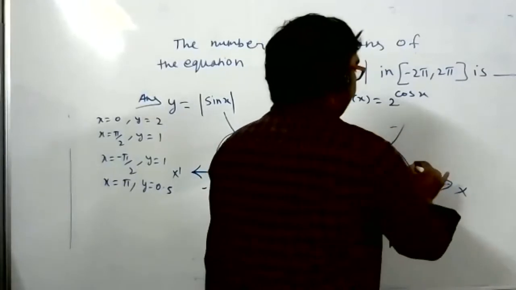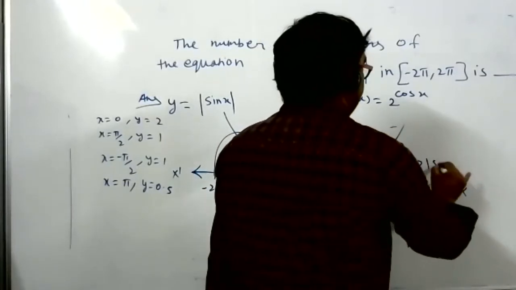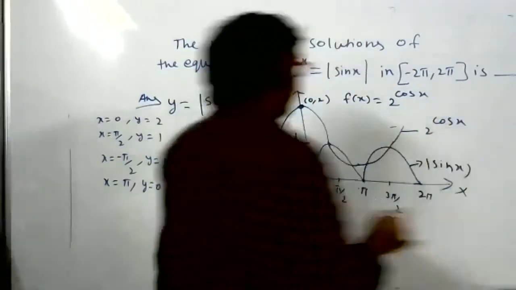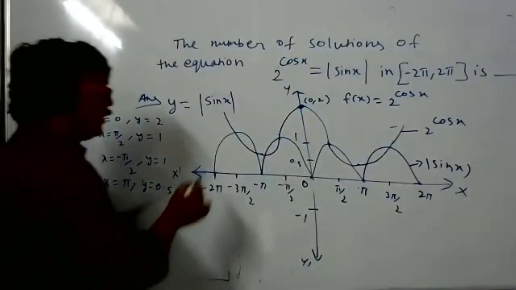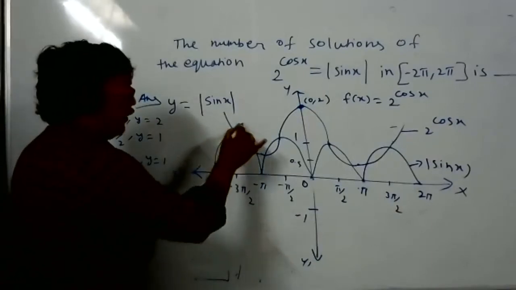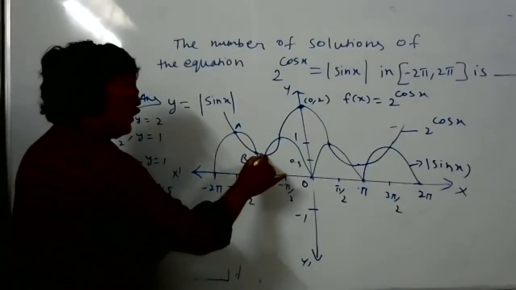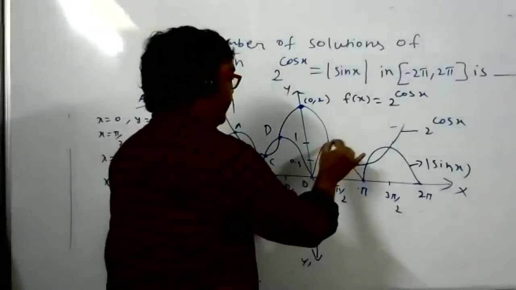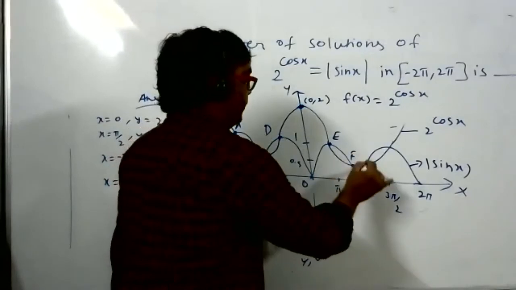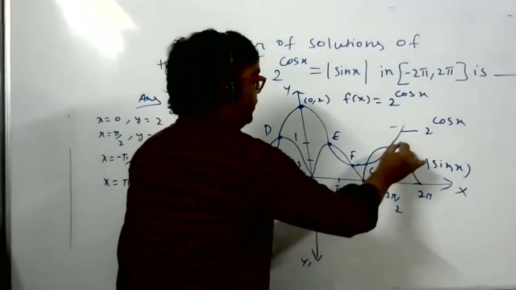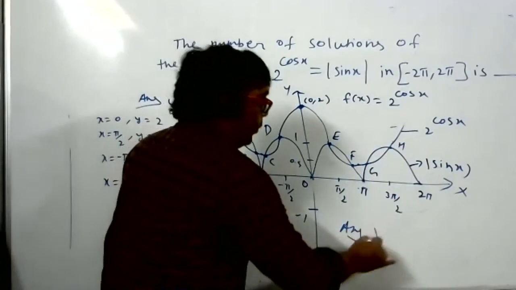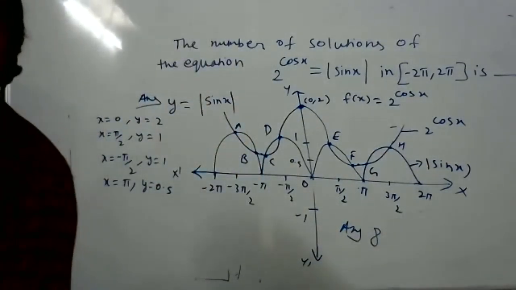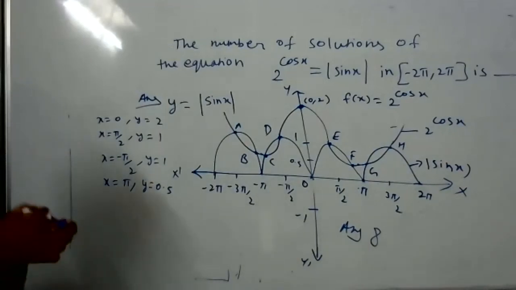This is the graph of mod sin x. This is the graph of 2 to power cos x. Both the graphs, how many times are they intersecting? See here, 1 time A, this is B, this is C, D. 4 times on the left side, 4 times on the right side. E, F, G, H. So the answer is 8, because 8 times they are intersecting means 8 solutions. That is the solution.